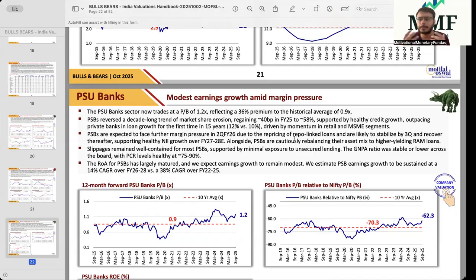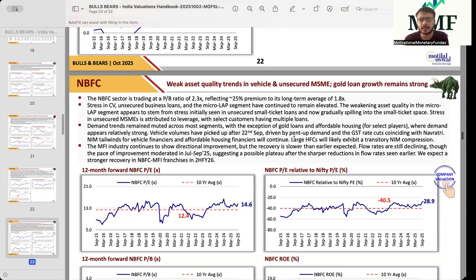But overall, the banking system seems to be very strong because the provision coverage ratios have increased from 50% to 70%. Their CRAR, the capital adequacy ratios, have also increased from 13% to 17%. The liquidity in the banking system seems surplus. All those supports are there to boost the banking system, right? So all these things are there.